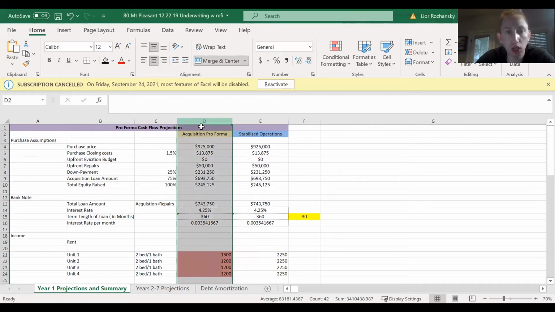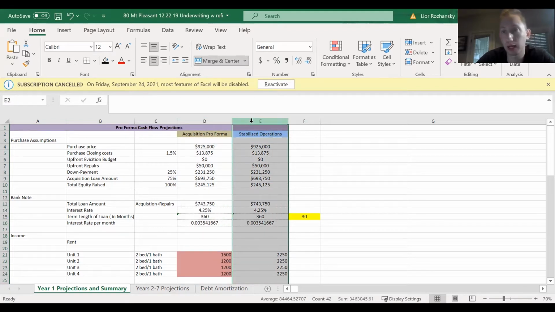You can see I have one column here, which is the acquisition pro forma. So this is basically my as-is scenario of when I bought the building, how it's going to be performing. This is for the first year. And then this is basically what I call stabilized operations, right? So this is me doing my value-add, whether it means construction or increasing rents. So this is how I think the building is going to perform after the first year.